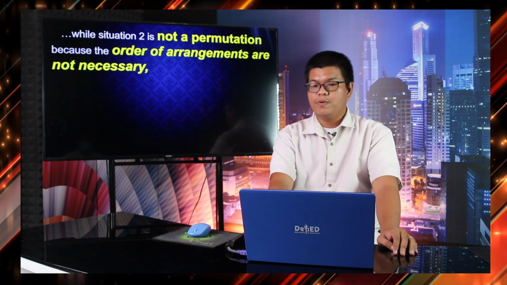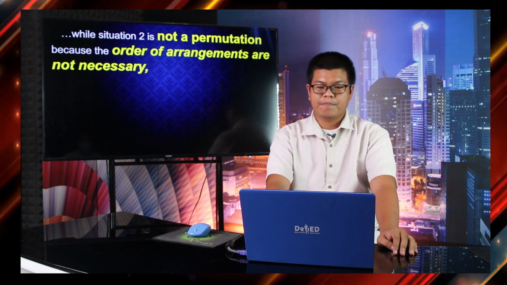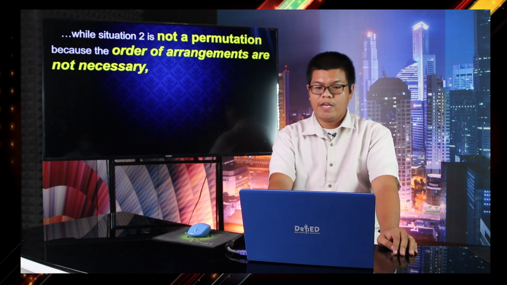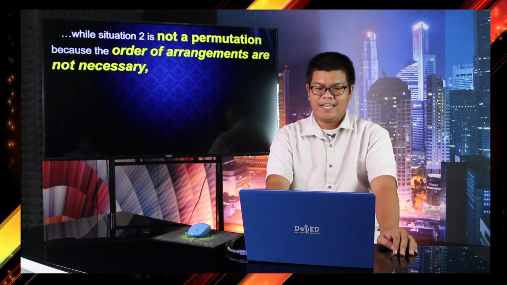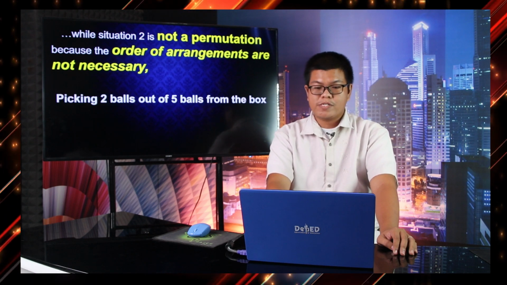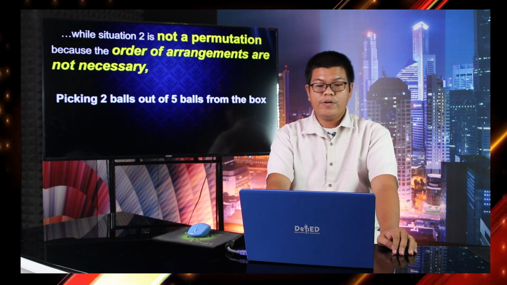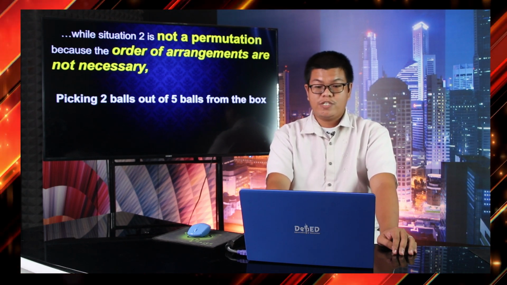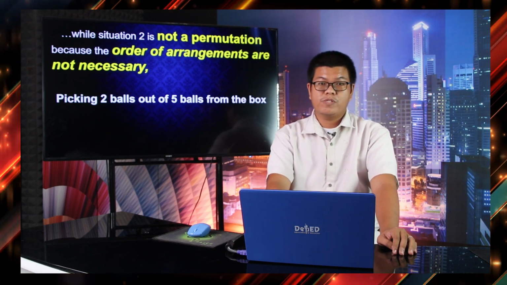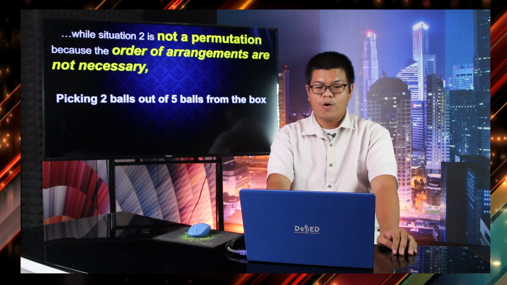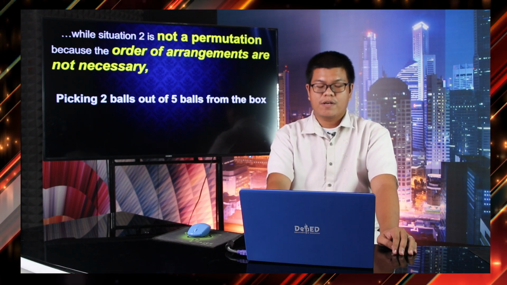Well, situation 2 is not a permutation because the order of arrangement is not necessary. Picking 2 balls out of 5 balls from the box does not require order because it's just picking 2 balls with no certain arrangement. This is also called combination.